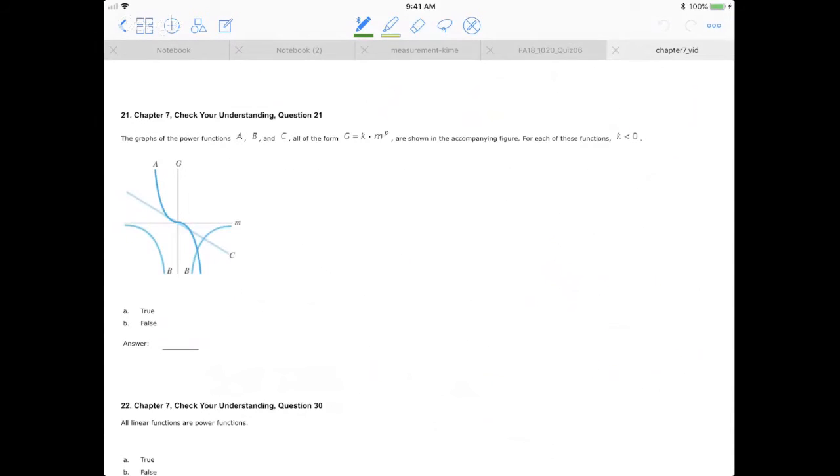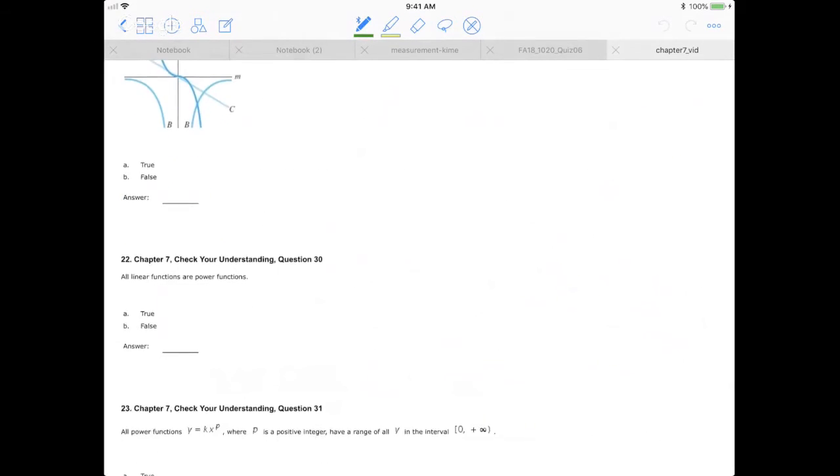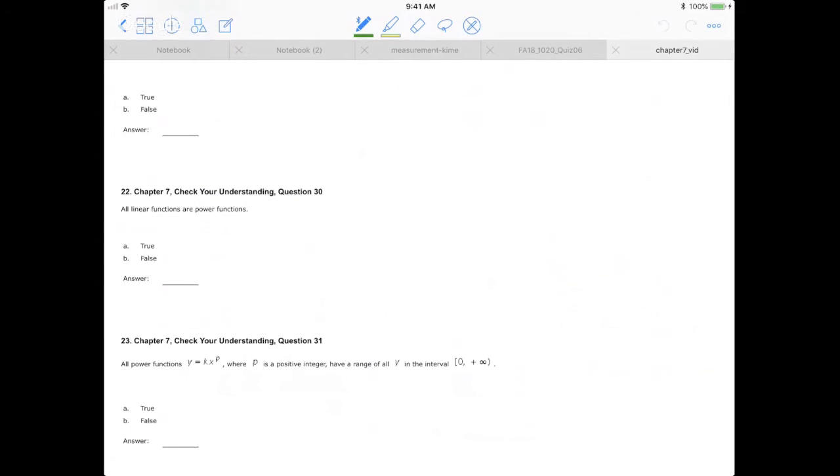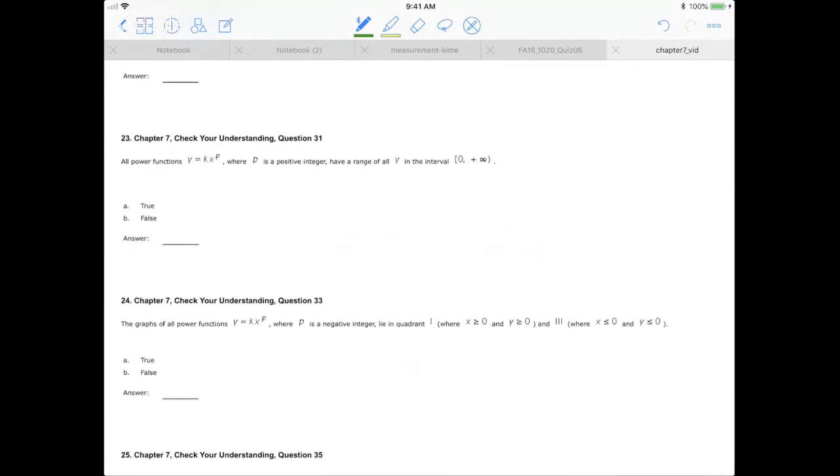So just cherry picking these. Ooh, all linear functions are power functions. This feels like something I've put on a quiz before. Not this year, but it feels like something I've put on a quiz. All linear functions are power functions. Except when e does not equal 0. Yep. If it has a y-intercept, it's not a true power function. It is not truly directly proportional. Okay.